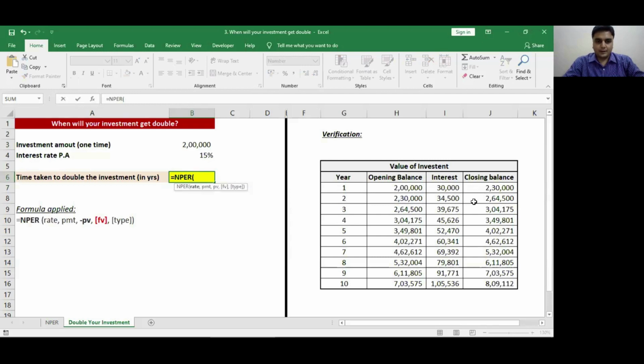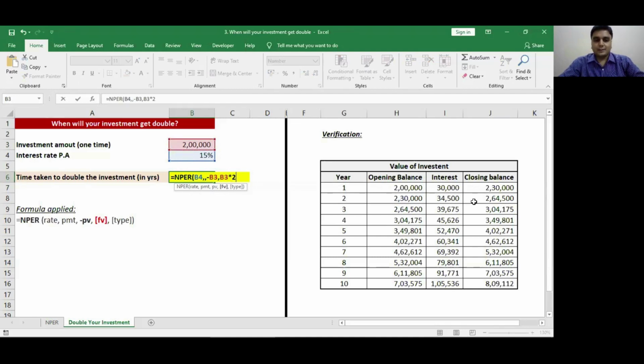I'll input NPER. It is asking me rate, it is 15%. It is asking me now amount of installment on a monthly basis or on an annual basis. Now since this is a one-time installment, I will not put anything here. I will write 0 or I will keep it as blank, comma. It is asking me the present value. I will put 2 lakh rupees, comma. Now it is asking me to input future value. Future value should be 2 lakh rupees into 2.